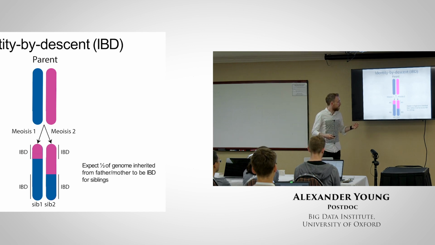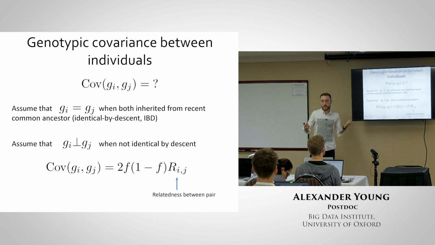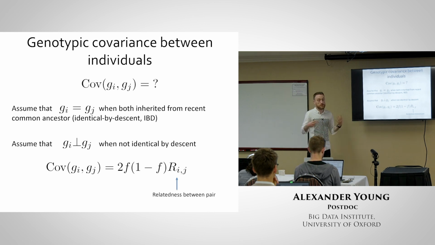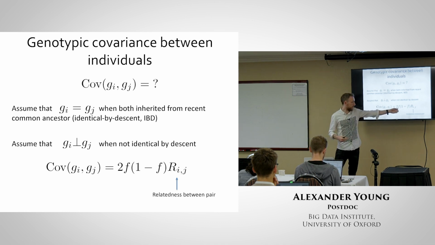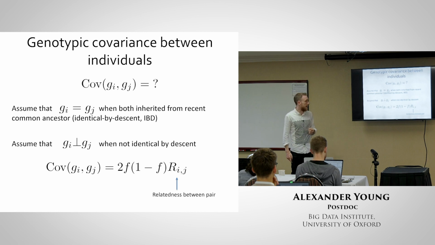So what you do is you assume that the genotypes are identical when they fall in an IBD segment, which isn't exactly true when you have mutations, but they're pretty rare, so we don't worry about that too much. And then you assume that they're independent when they don't fall in an IBD segment, which is also a somewhat questionable assumption, but it works pretty well. And this gives you the covariance between a pair of individuals' genotypes as the variance of the genotype, where F is the allele frequency, multiplied by the relatedness coefficient between the pair.